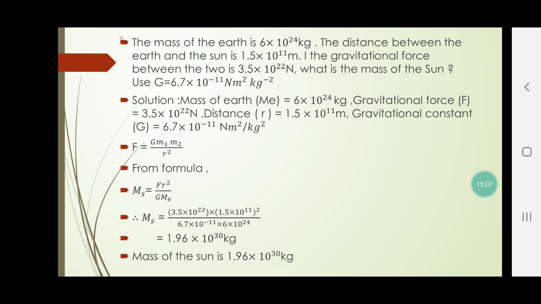So here, after rearranging the formula, what do I get? Ms is equal to F r square upon G Me. After substituting the values and doing the calculation, the answer for this is 1.96 into 10 to the power 30 kg. So mass of the sun is 1.96 into 10 to the power 30 kg.